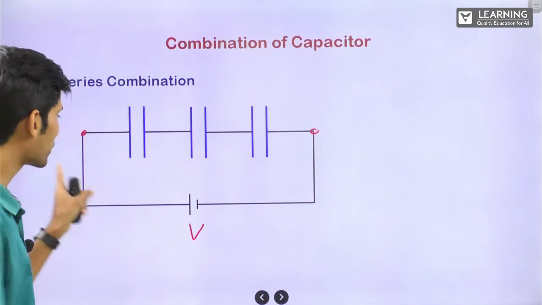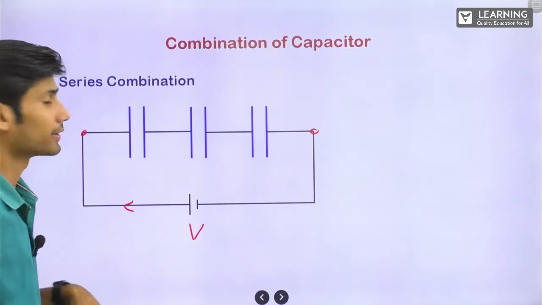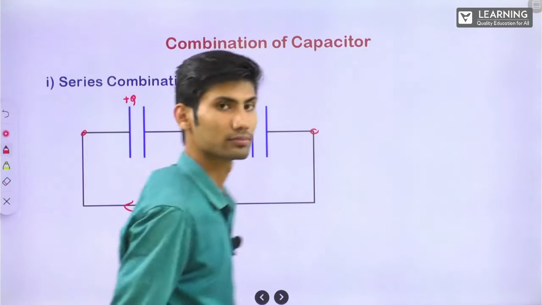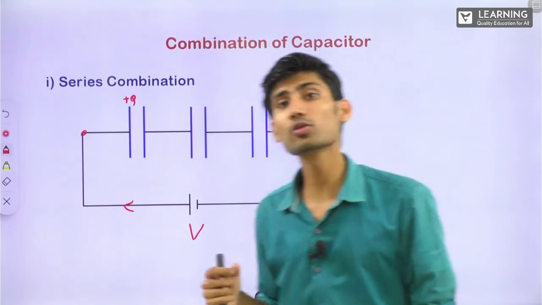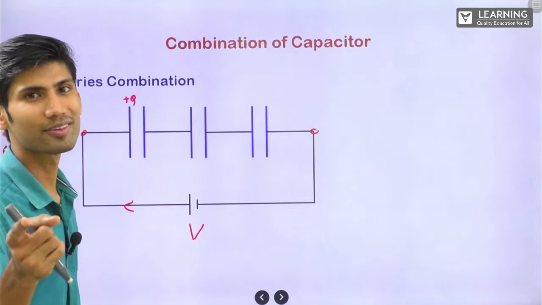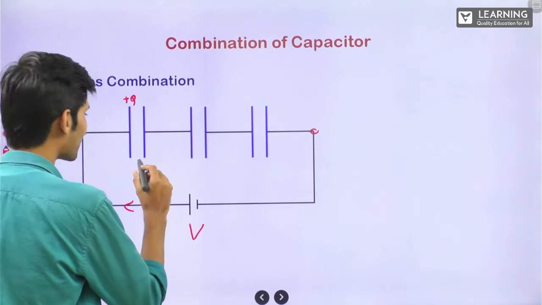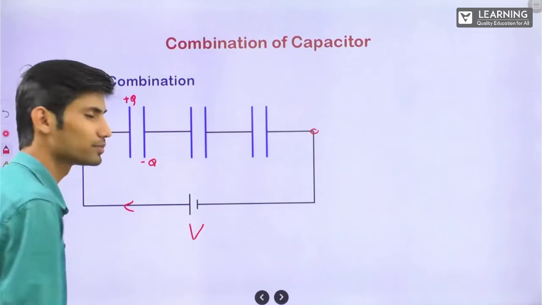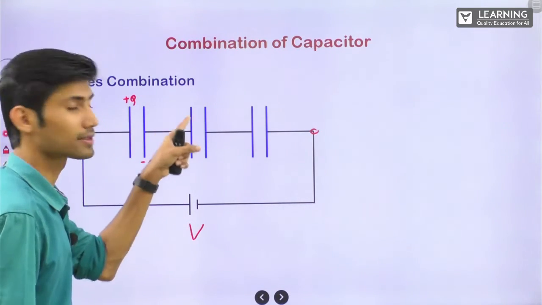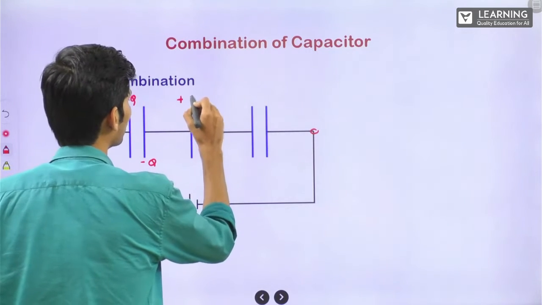If charge Q is flowing through the battery, that means in this first plate, plus Q charge has come. Now if plus Q charge has come to the first plate, the other plate of this capacitor will have minus Q charge. We know about capacitors, right? This will be minus Q. Now if this is minus Q, understand this next plate will be plus Q.